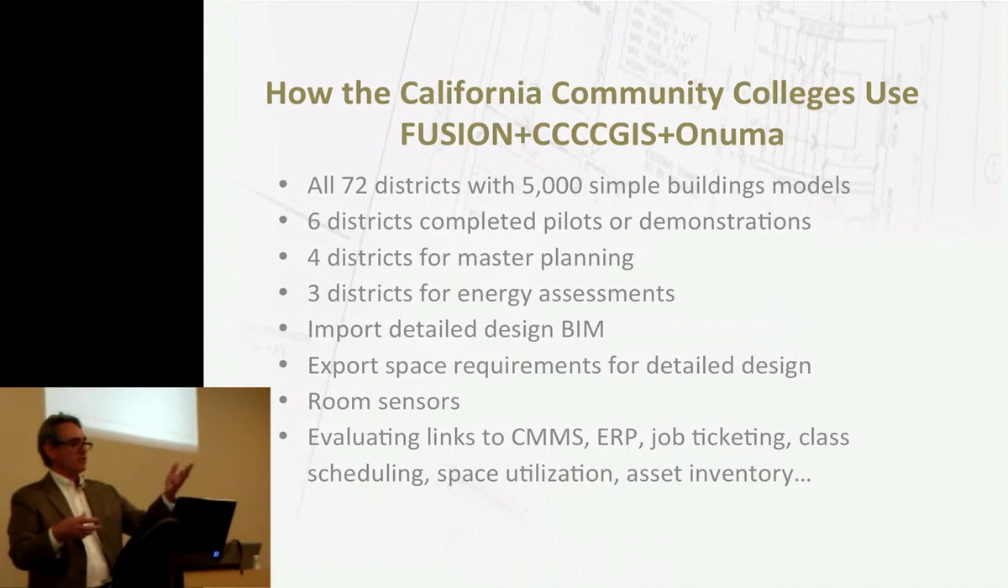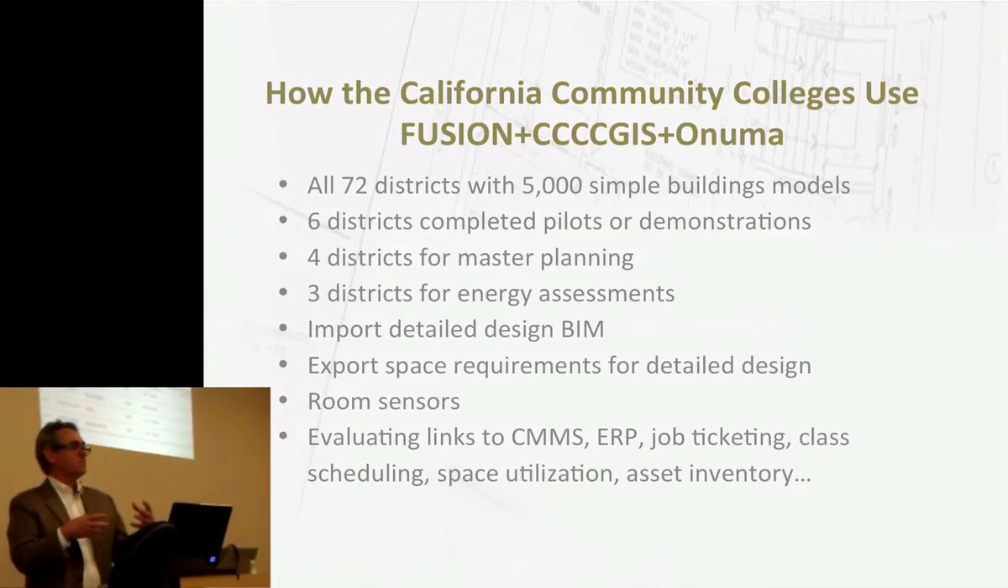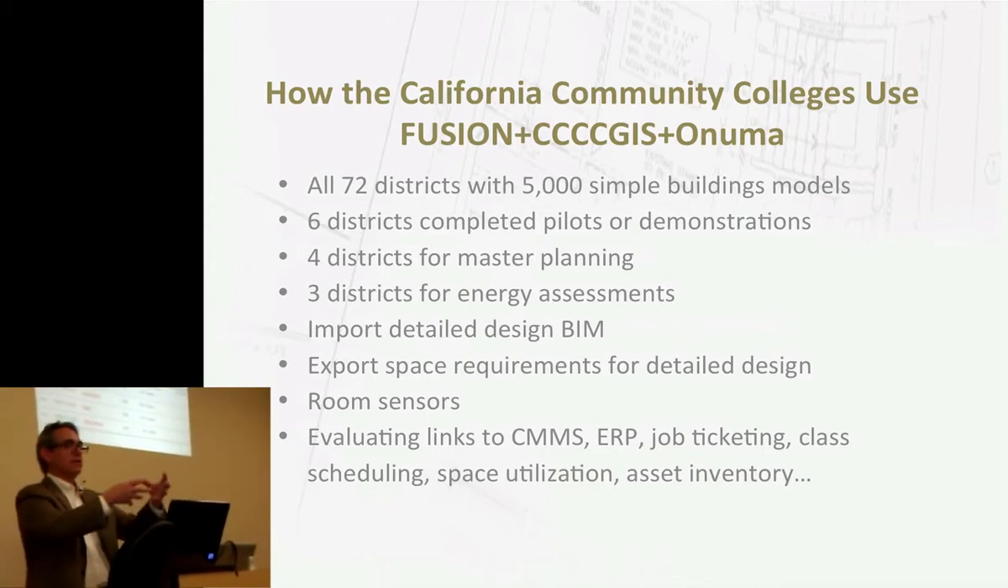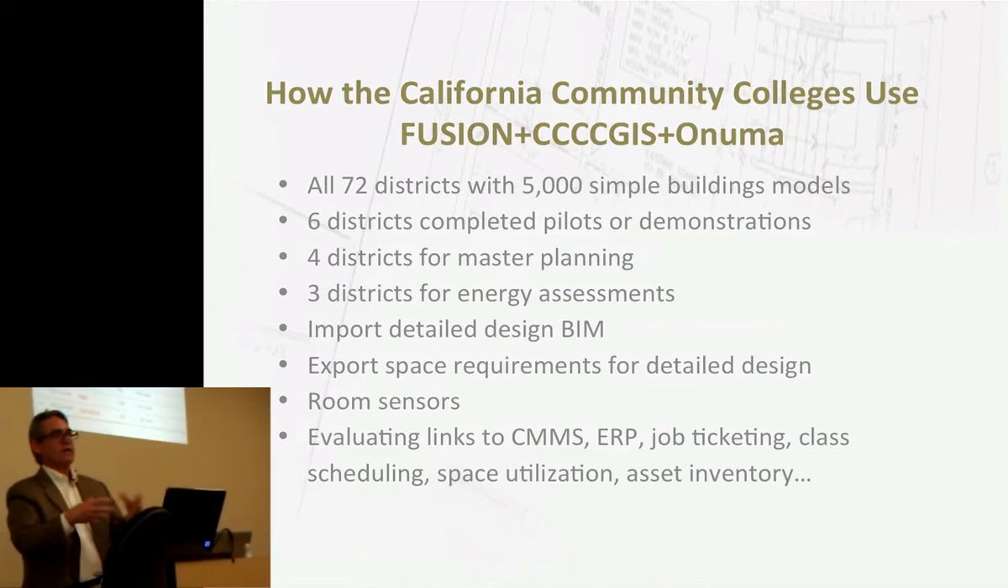We have other campuses, especially those involved in master planning, that are taking space inventory information from FUSION that's visible in Onuma for aging buildings that are to be replaced or modernized. They can go into the space inventory information, extract it as a report with all the linked FUSION attributes, and pass it to their architect to be the basis for the development of the detailed design. In doing that, we've saved the architects from having to rekey a bunch of information that we already have, and that the districts update annually.